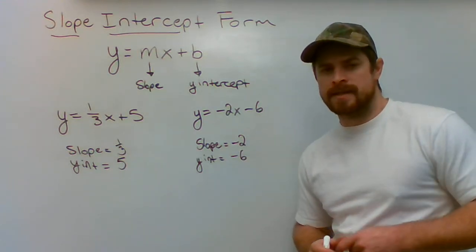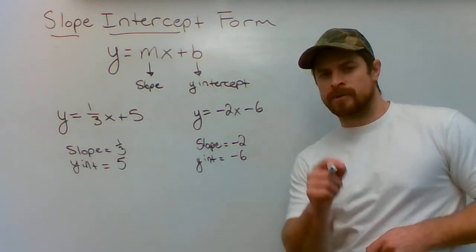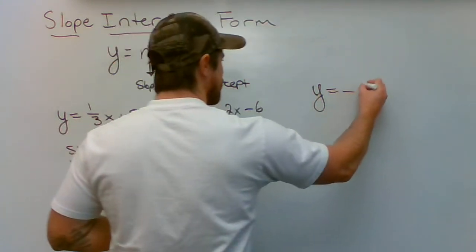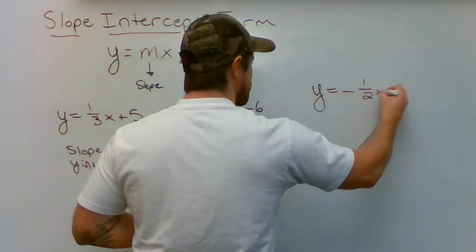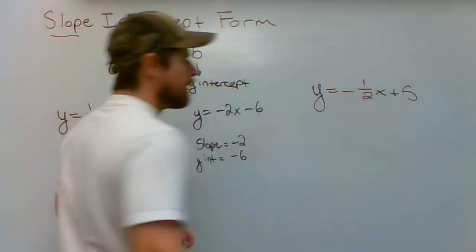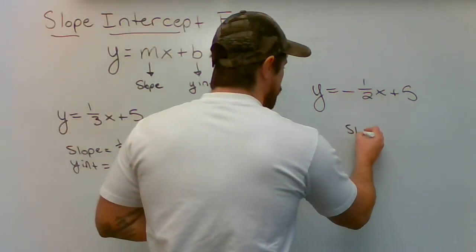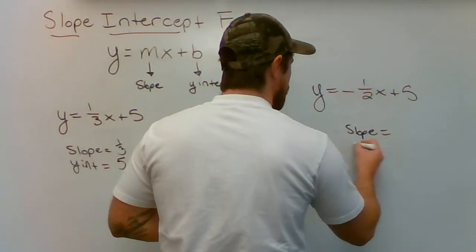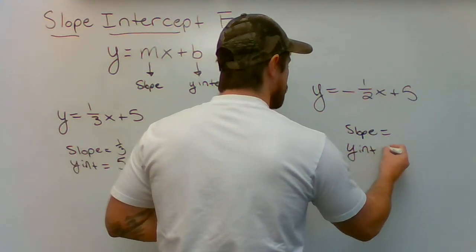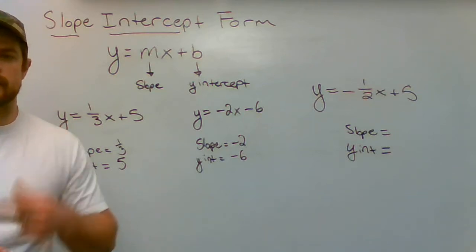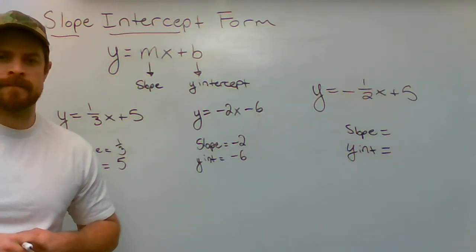Now I want you to try one on your own. We'll see how you do with this. Hopefully it makes sense to you and you're prepared for your upcoming test. If I gave you y = -1/2 x + 5, I want you to think right now, what would you give as the slope? And what would you give as the y-intercept? Take a second right now to answer that, and then I will give you the answer here in 1 minute.